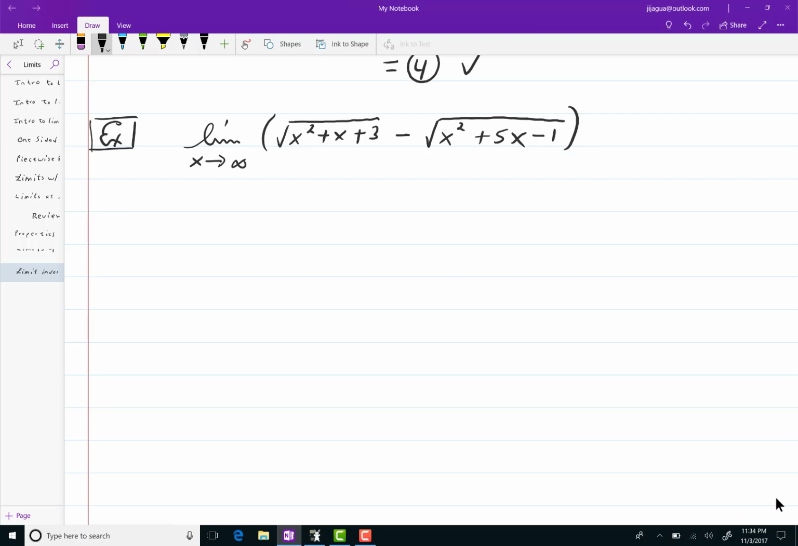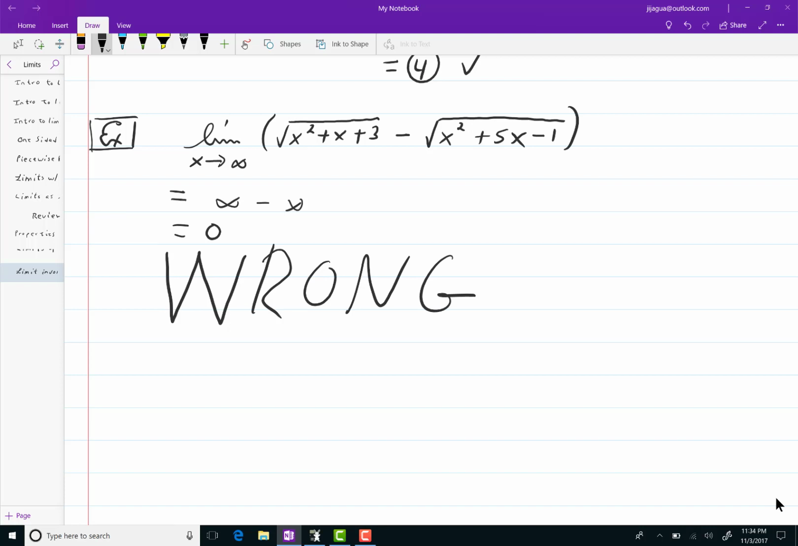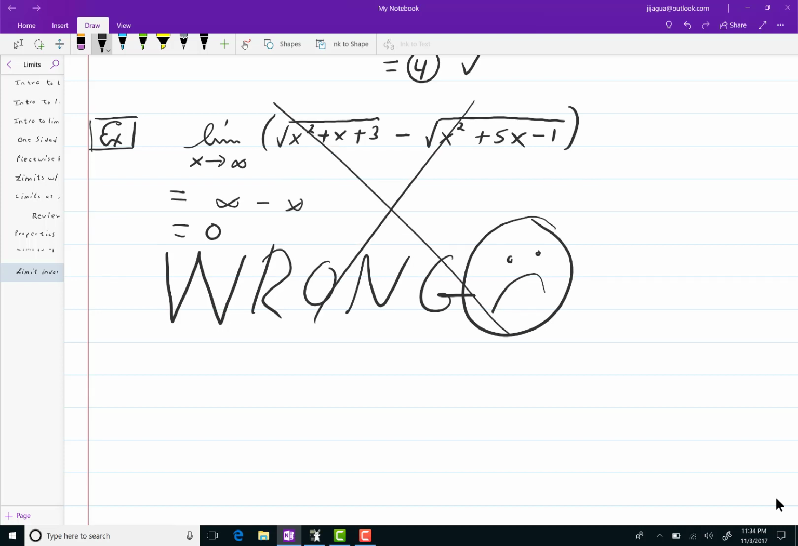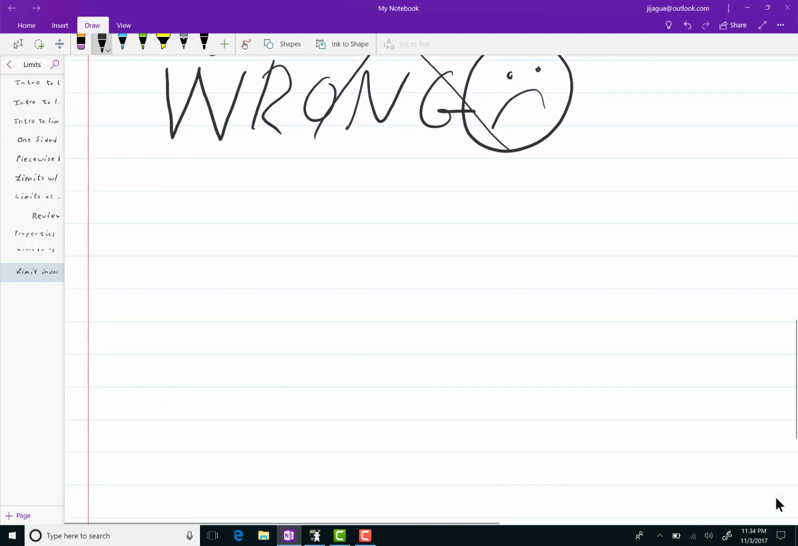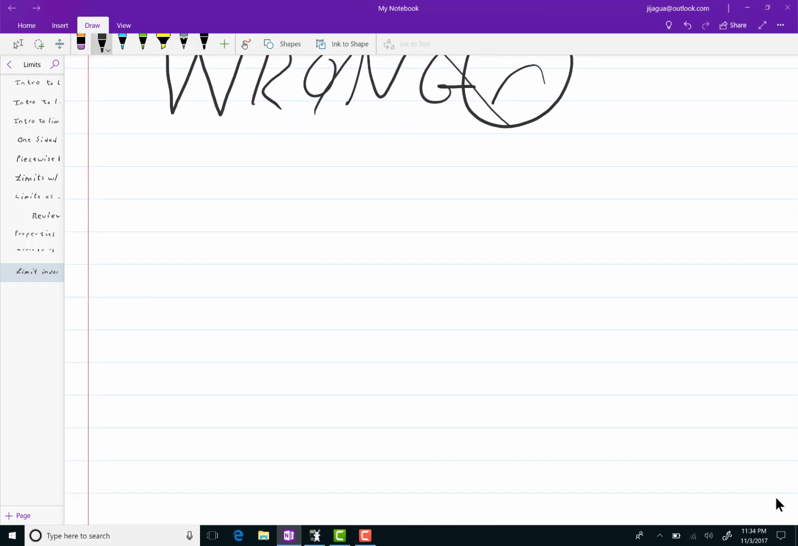Here's a perfect example. I'm going to show you where my students fail almost all the time. The limit as x goes to infinity of the square root of x squared plus x plus 3 minus the square root of x squared plus 5x minus 1. Students will simply try to put infinity minus infinity like they're numbers, like infinity is a number. They'll subtract infinity minus infinity to get a number. I don't know what school even teaches that kind of idiocy, but my students put that kind of stuff all the time, and it's wrong.